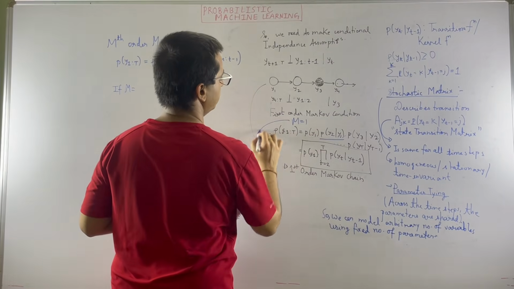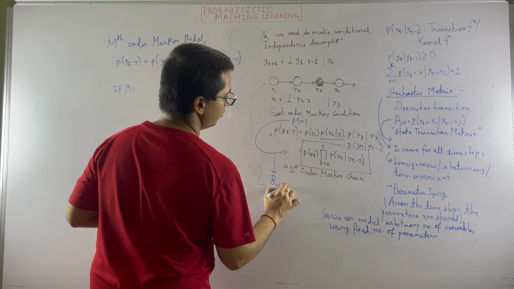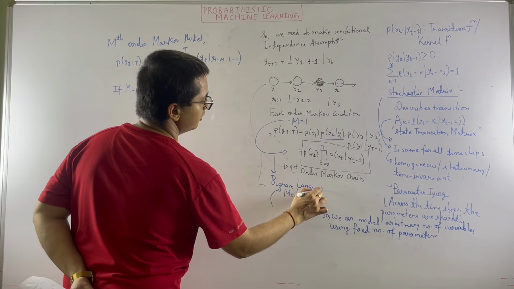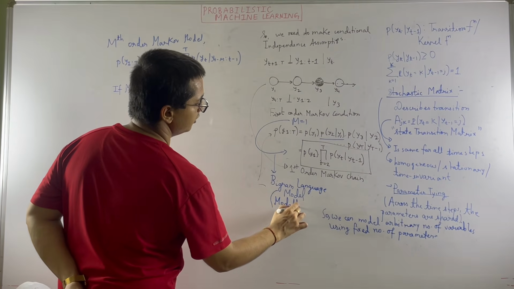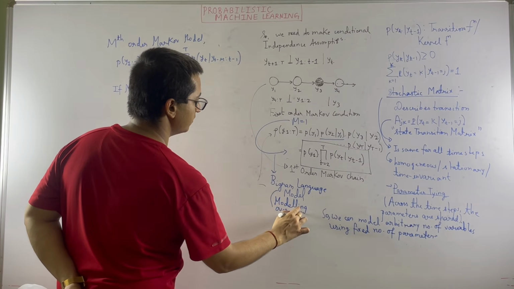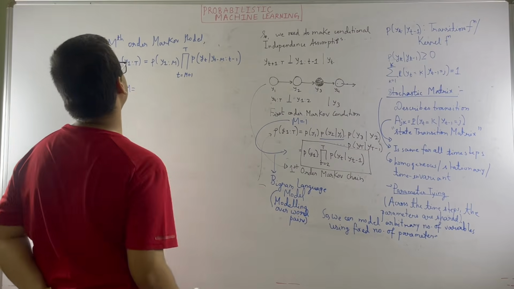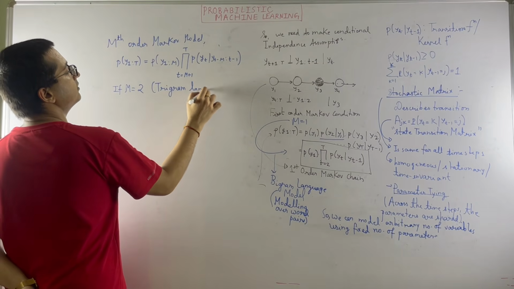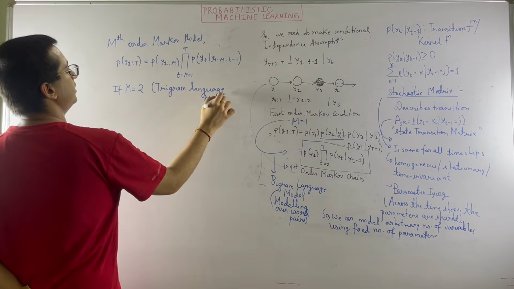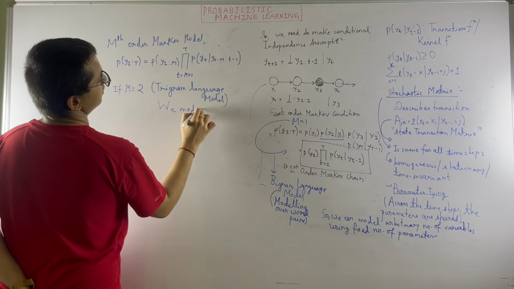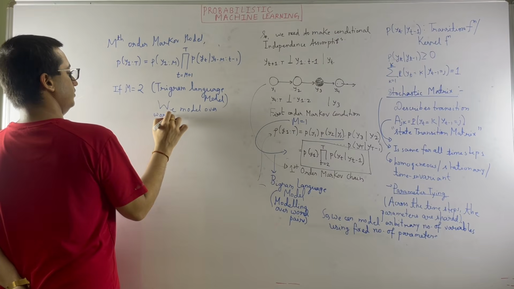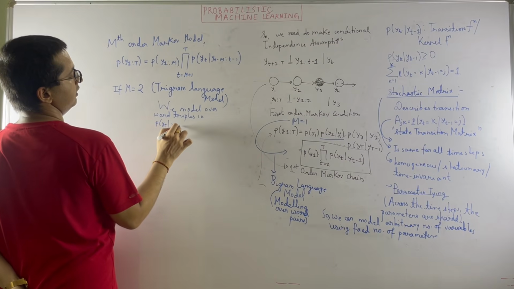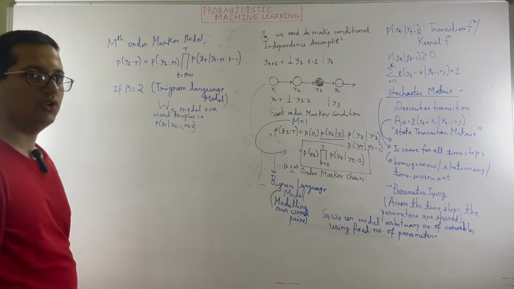This is called the bigram language model, that is, you are modeling over word pairs. And if m is equal to 2, it is a trigram language model, that is, we model over word triples. So y of t depends on yt minus 1 and yt minus 2.